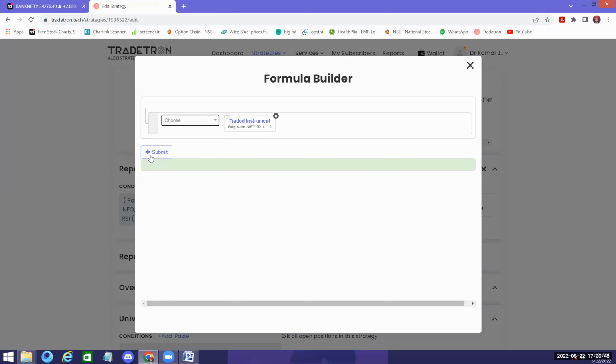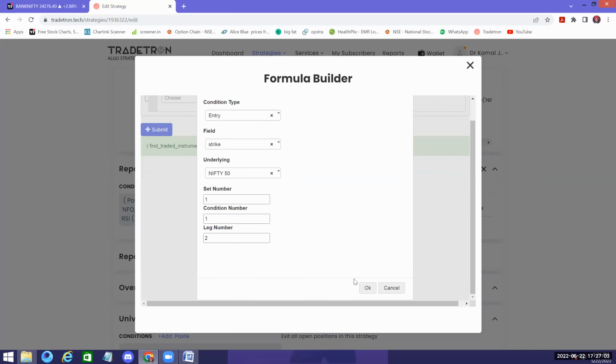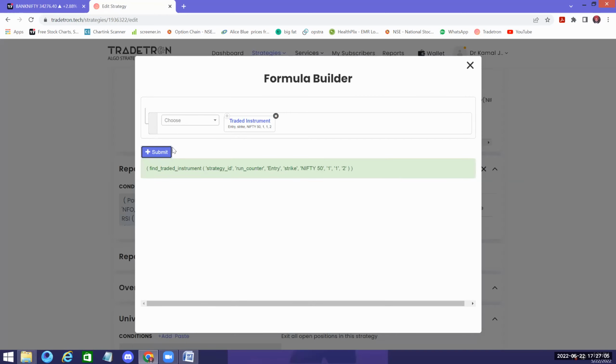Just submit it and it is in. I will again repeat, this is the entry. We want to exit the strike which we are doing. We have entered as Nifty 50, set number 1, condition number 1, leg number 2, because sell is our leg number 2. Submit, close it.